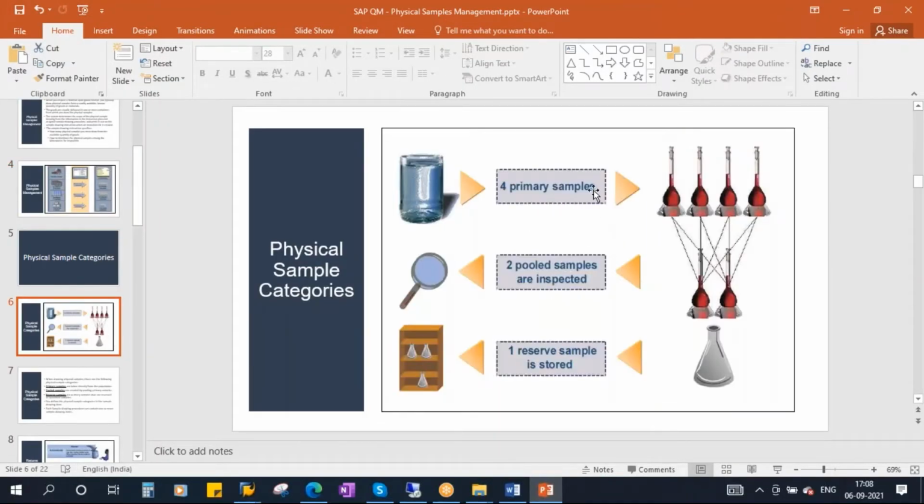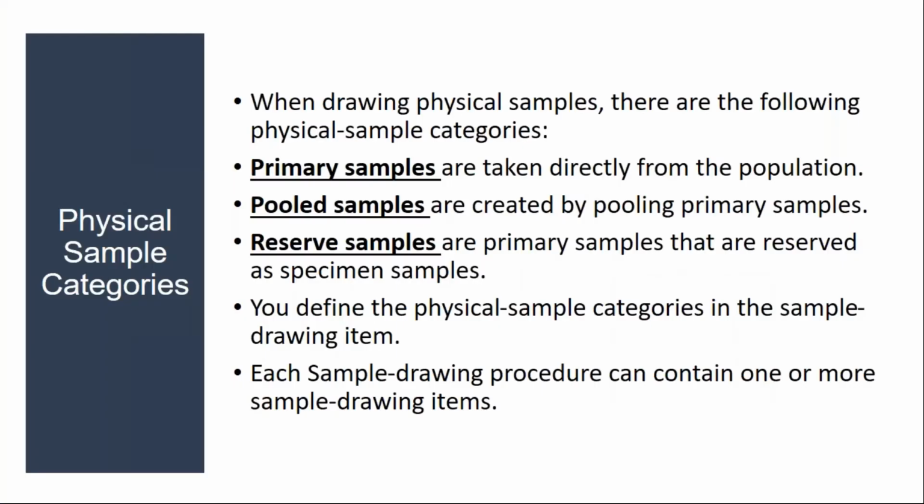That is primary samples. The next one is pooled sample. Pooled samples are created by pooling the primary samples. That means you take primary samples and mix them to create a pooled sample. A pooled sample is not directly taken from the lot. It is just created by mixing the primary samples.